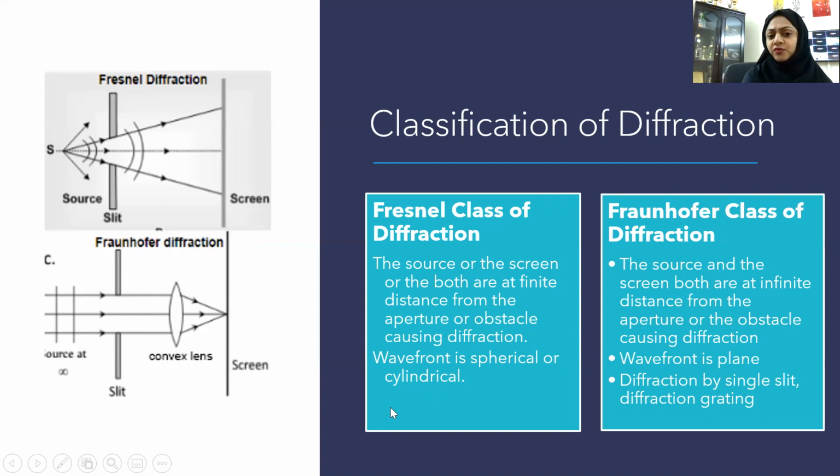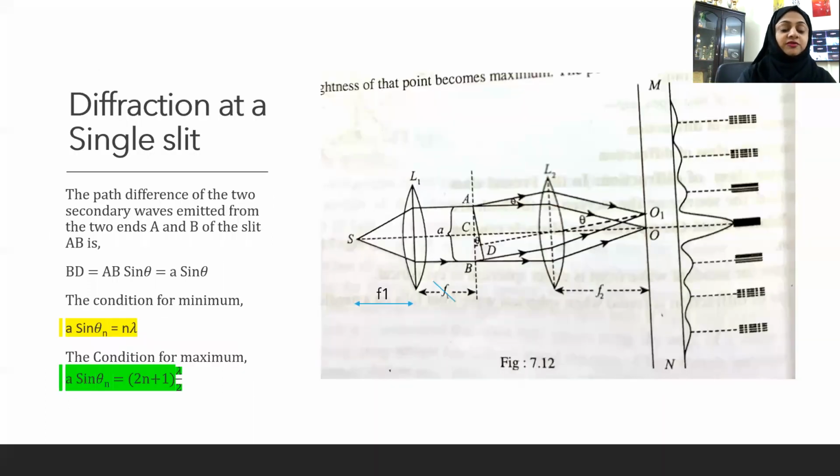So what is Fresnel class of diffraction and what is Fraunhofer class of diffraction? You just need to know what is the difference between them. You need not go into the details. Now let us see in detail the diffraction of light at a single slit.